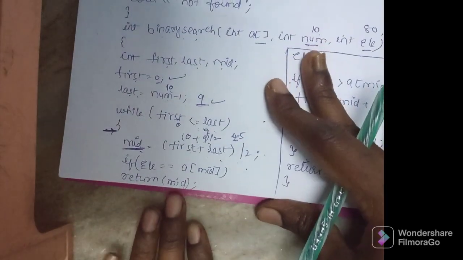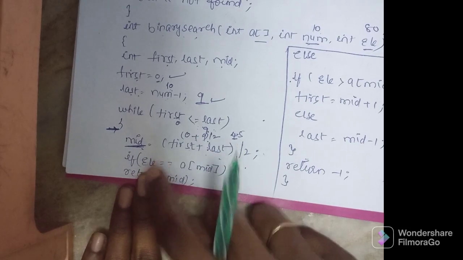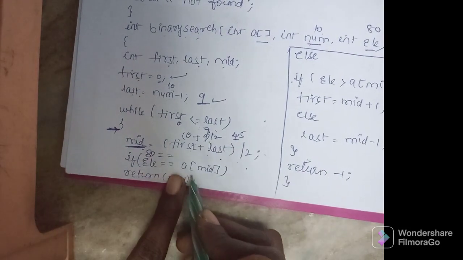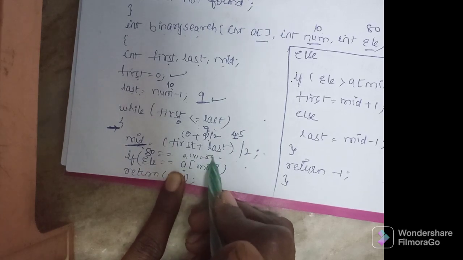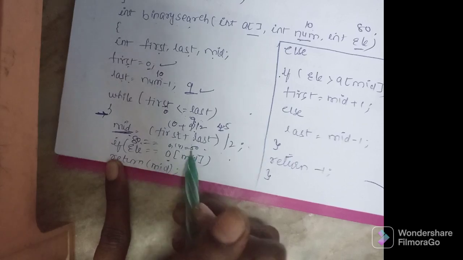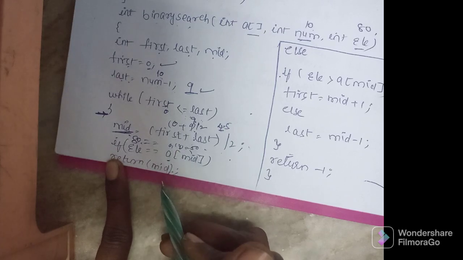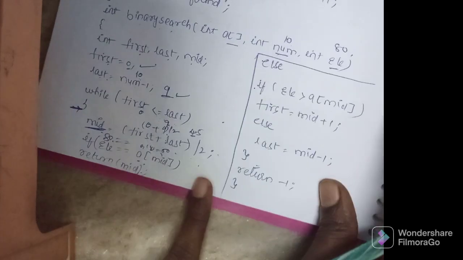See here, next, what is the first thing after finding the middle element? The search element 80 gets compared with the middle element, a[mid]. What is in a[4]? 50 is there. So 80 and 50 are not equal. If yes, return the middle value, return mid. Here we would return 4. So if not equal, we come to the else part.